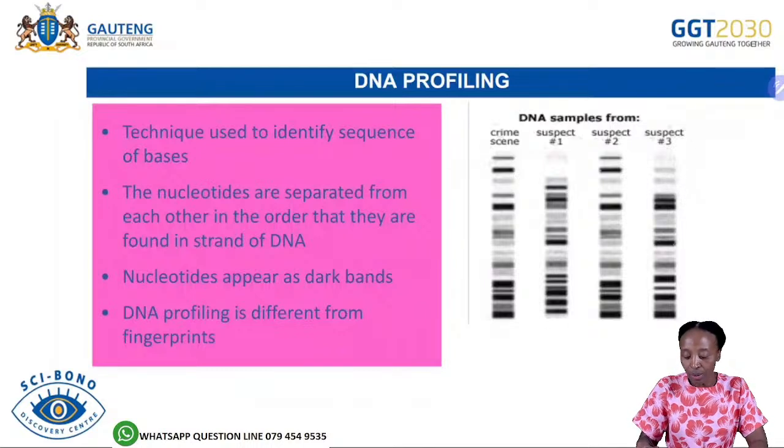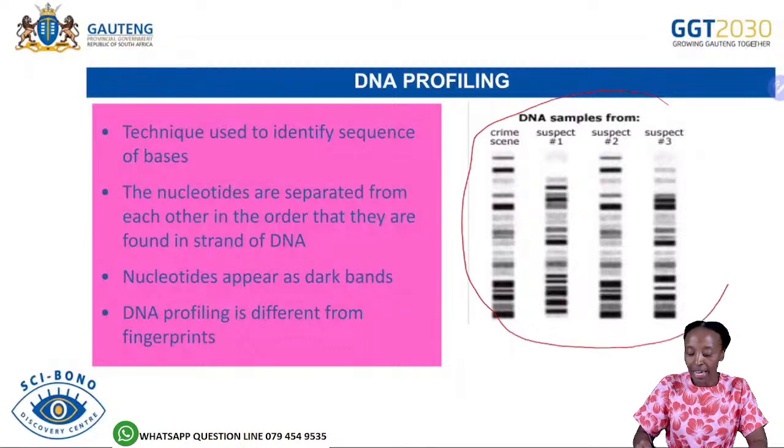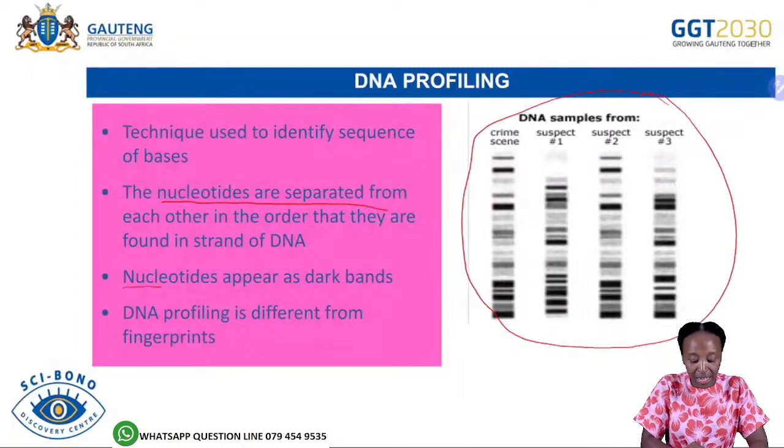So this, what you see here, is what we call a DNA profile, this pattern that appears here. And the process of getting this pattern is called DNA profiling. So what happens during DNA profiling? The nucleotides are separated from each other in the order that they are found in the DNA strands, and these nucleotides are the ones that appear as dark bands. Some may say they appear as what? As lines, because what you see there are different shades of bands, or different shades and sizes of lines.